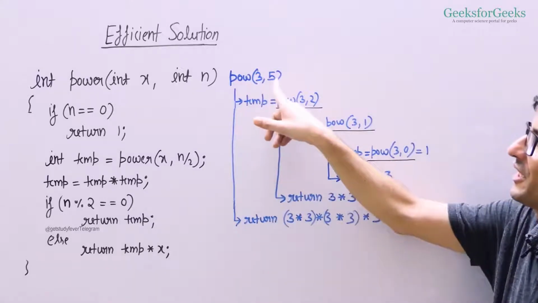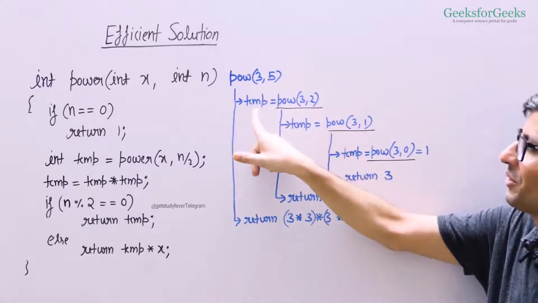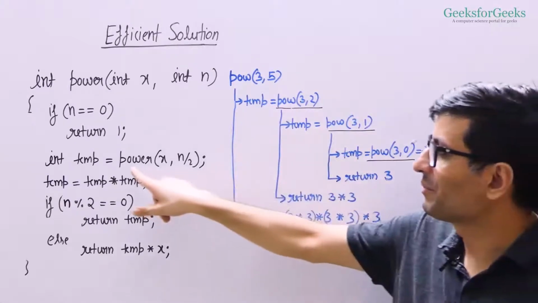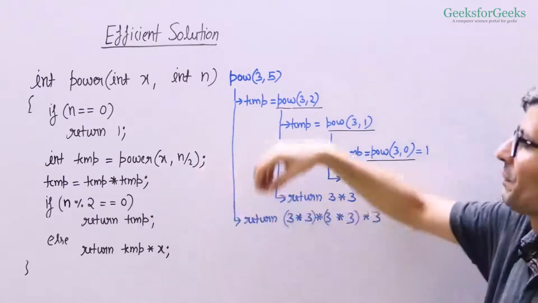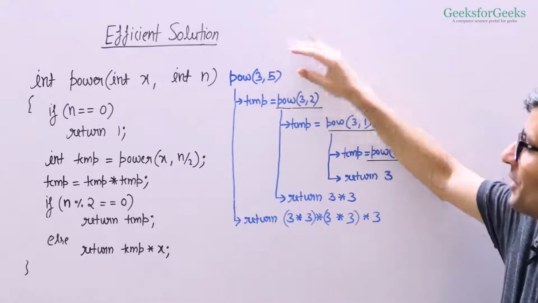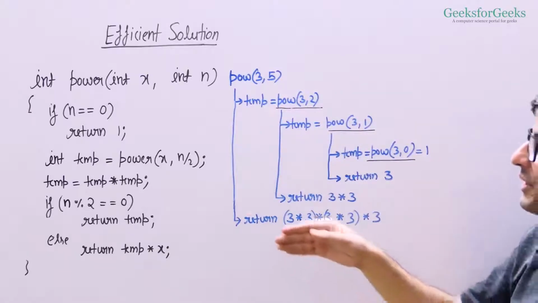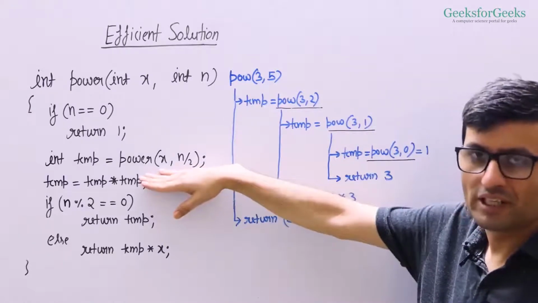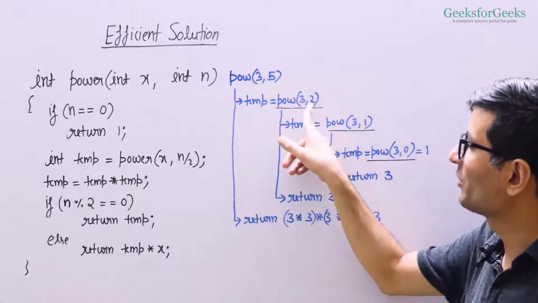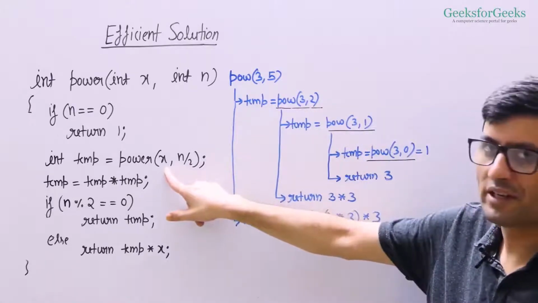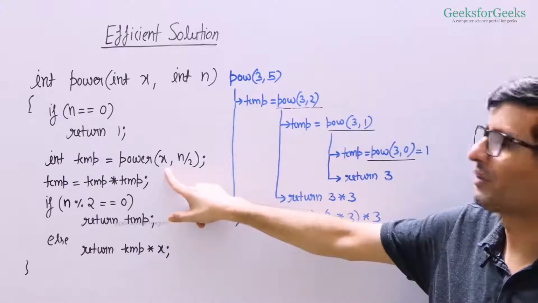Say x is 3 and n is 5. So first thing we do is we compute temp equal to x raised to the power n by 2. We make a recursive call here. So our parent call 3 5 call stops here and it makes a call for 3 by 2. And when you make a call for 3 by 2, it again comes here, right, for n equal to 2 and x equal to 3. And it also does make a recursive call for x raised to the power n by 2.